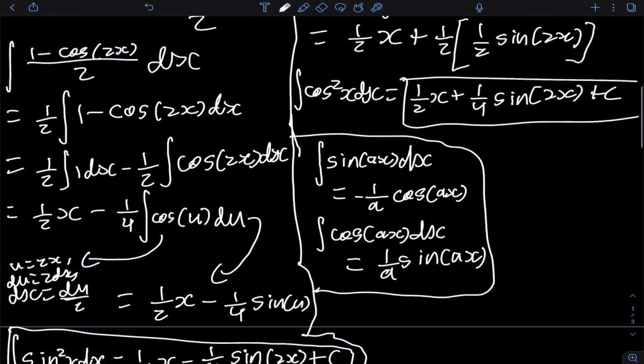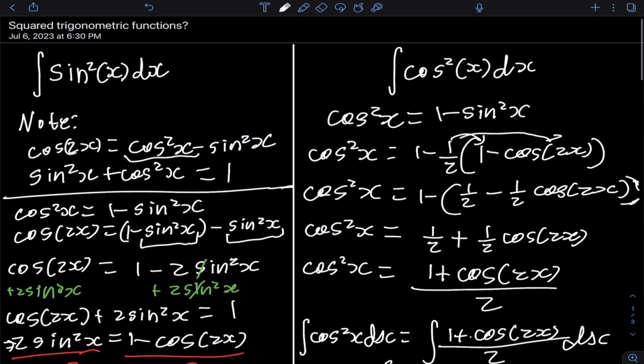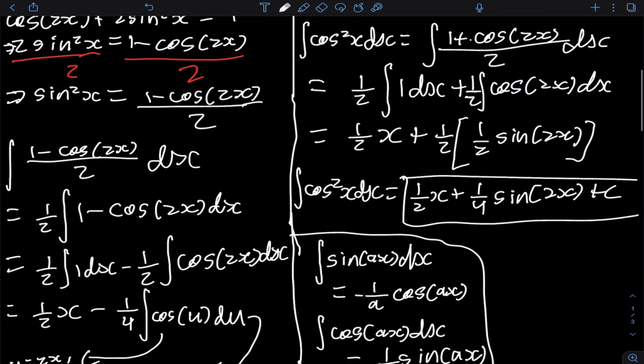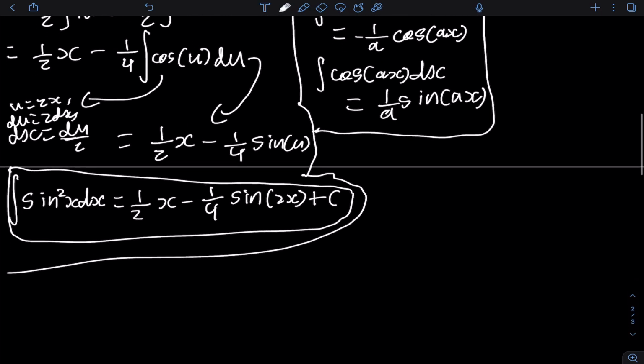So what we have here, just a recap of what we did, we proved the reduced power forms for sine squared x and cosine squared x, and we took the integrals of those using a simple u sub problem, and then just some basic integrals to evaluate.